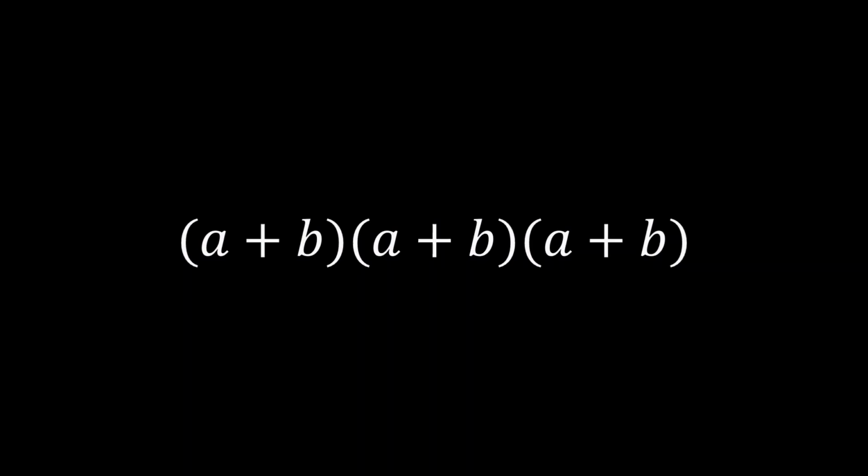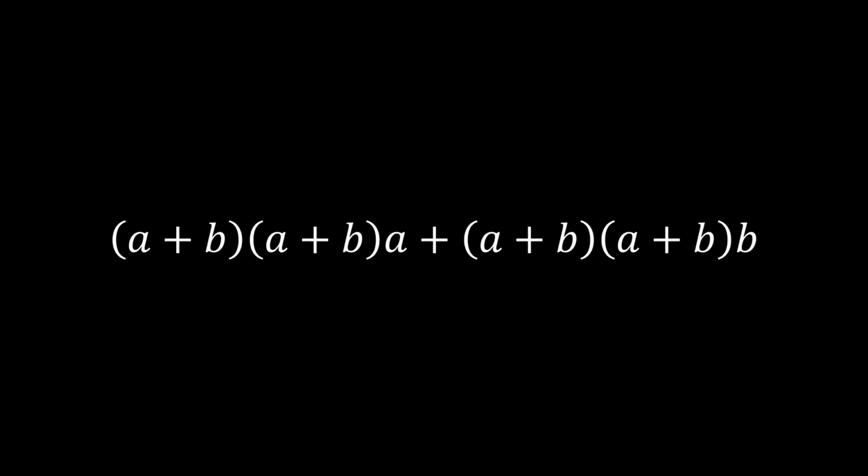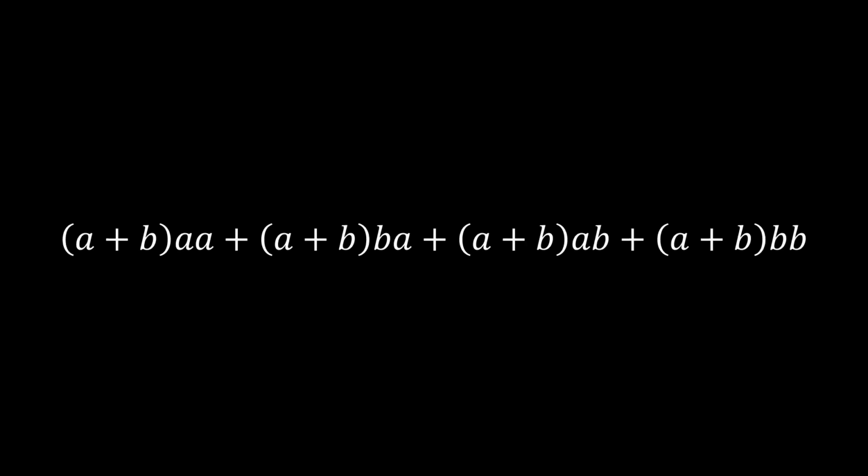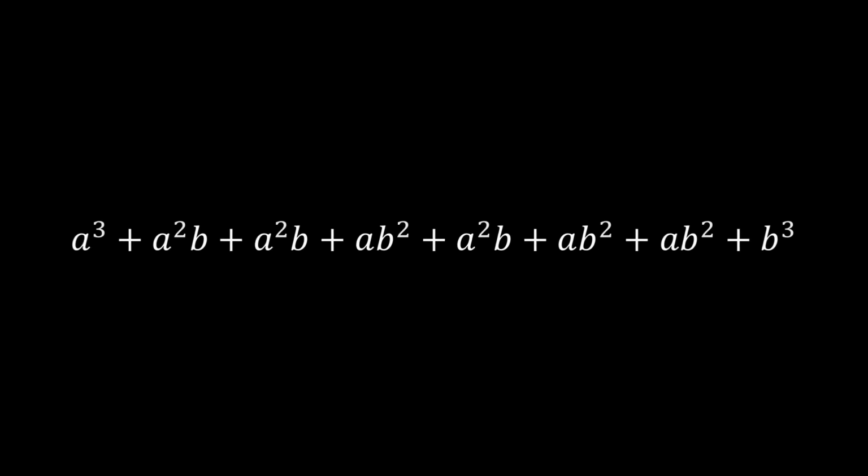Now returning to our initial expression, we use the distributive property to expand this out. And now we do this again, and we get this mess at the end. But fear not, because this can be simplified. We just add like terms, and what we're left with is a plus b whole cubed is equal to a cubed plus 3a squared b plus 3ab squared plus b squared.